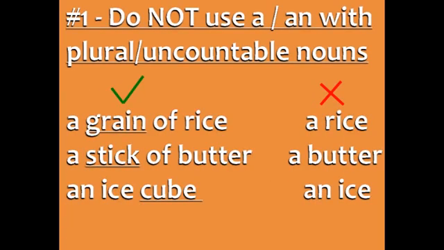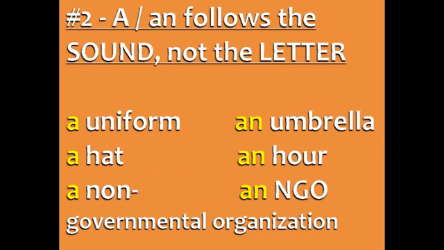Rice, butter, and ice are also uncountable, so you can't use the word a, but you can say a grain of rice, a stick of butter, and an ice cube. Number 2. Whether you use a or an follows the sound, not the letter of the next word.